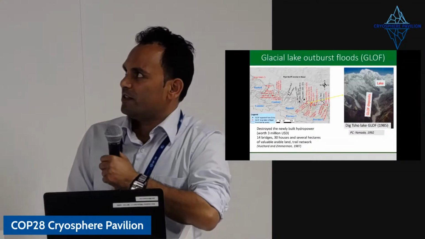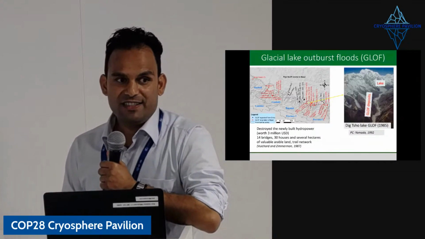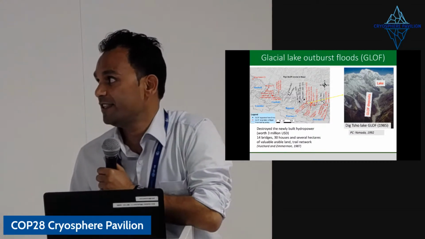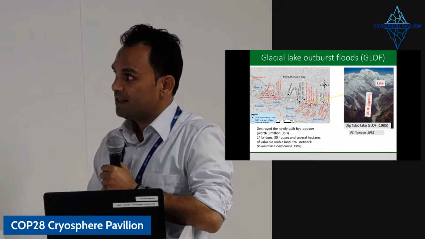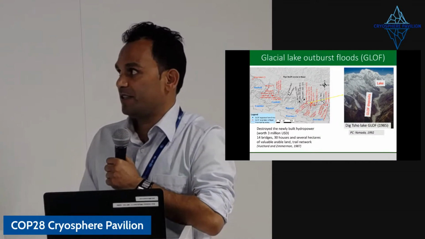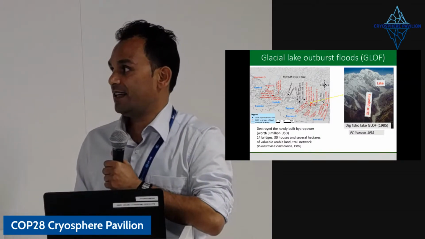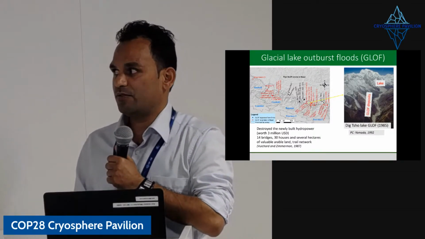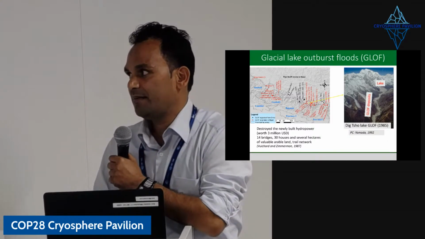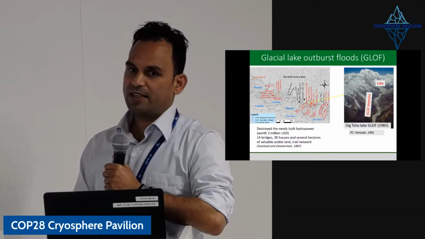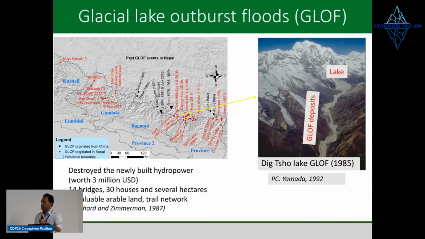There was no mitigation work or risk reduction work in the case of the Nepal Himalaya, but since the flood happened in 1985 in the Dig Tsho glacial lake, it was an eye opener for many policymakers and politicians, because it caused damage to a hydropower plant worth 3 million USD, as well as 14 bridges, 13 houses and several hectares of agricultural land. After that, our policymakers started to have some concern about mitigation and risk reduction work for glacial lakes.